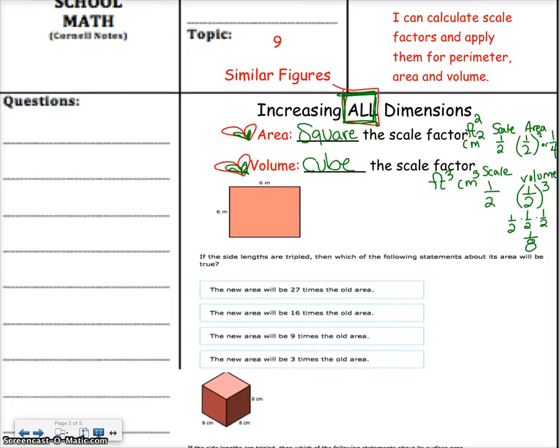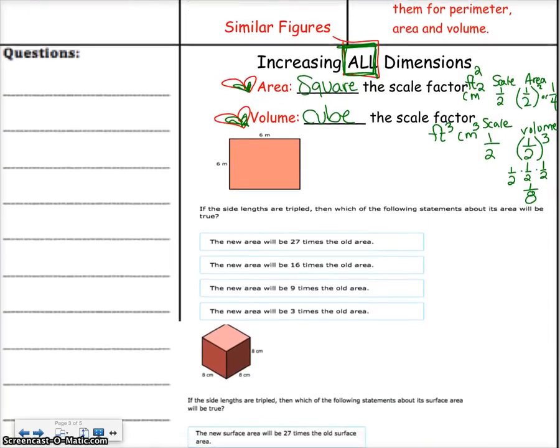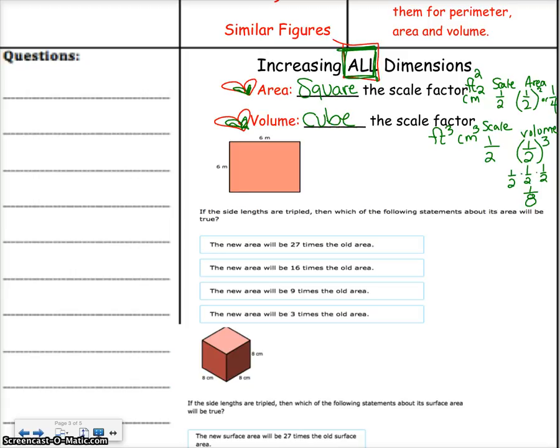Okay, let's apply this. If the side lengths are tripled, then which of the following statements about its area will be true? So I'm going to find my scale factor. It says side lengths are tripled, so my scale factor is 1 to 3. And I know that it's talking about all my side lengths.